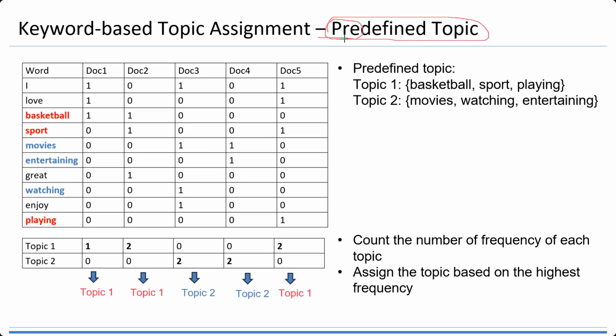We already defined it beforehand. If it is topic one, then there should be words related to basketball, sport, play. For topic two, the predefined topic is related to movie, watching, and entertaining. So we already defined them.